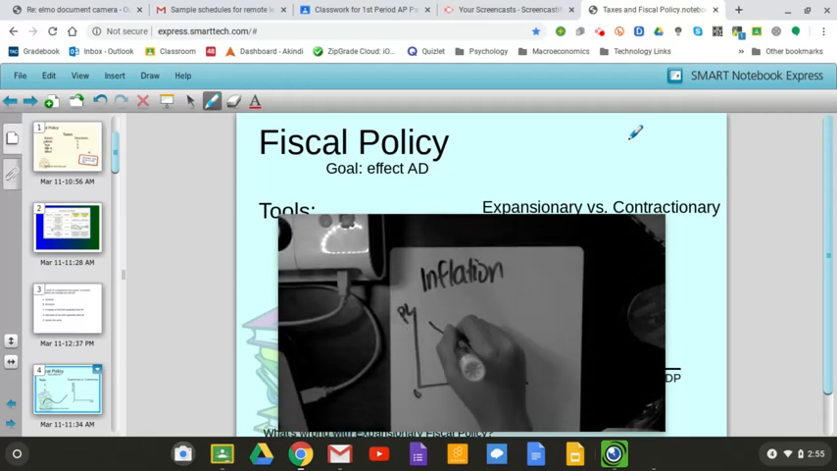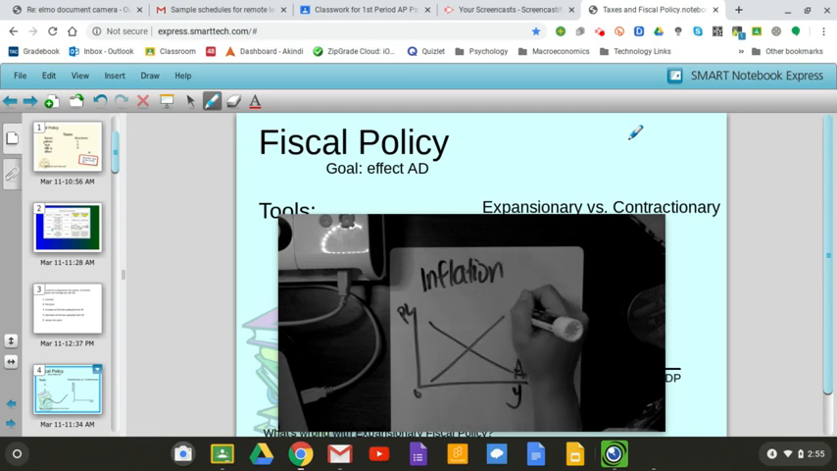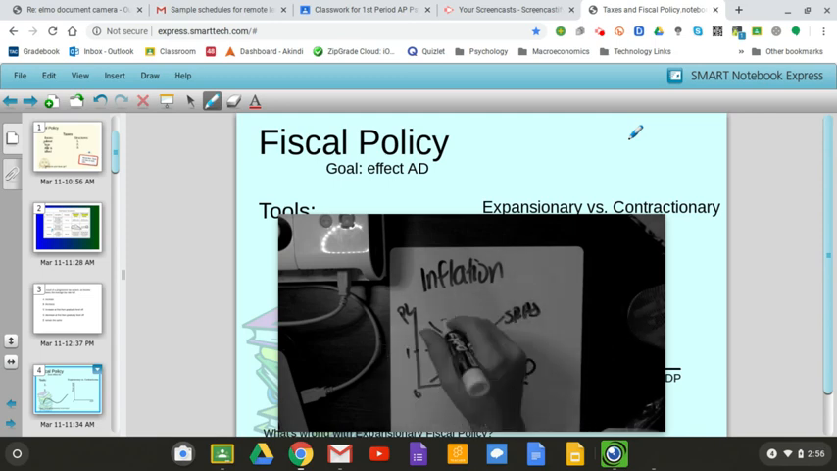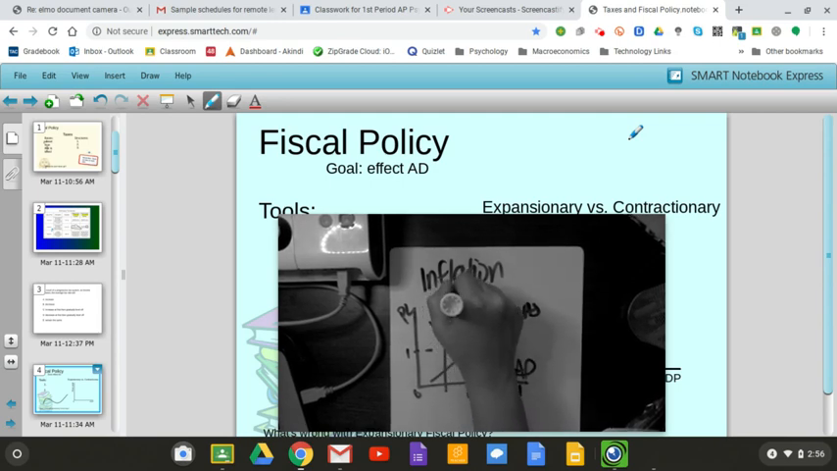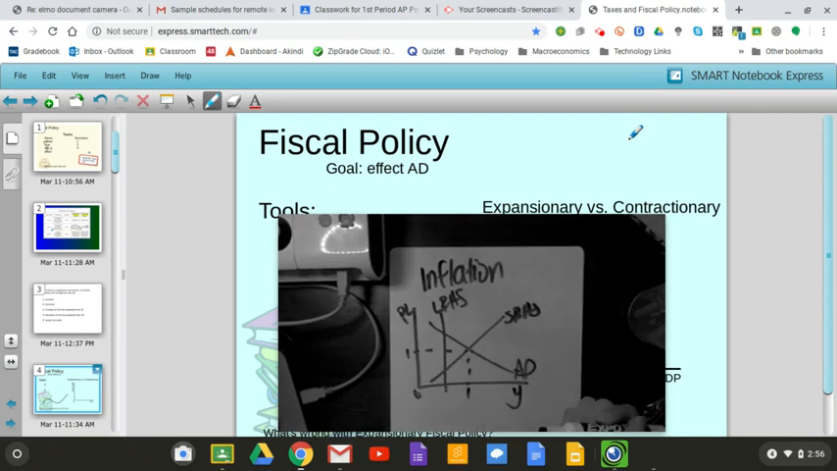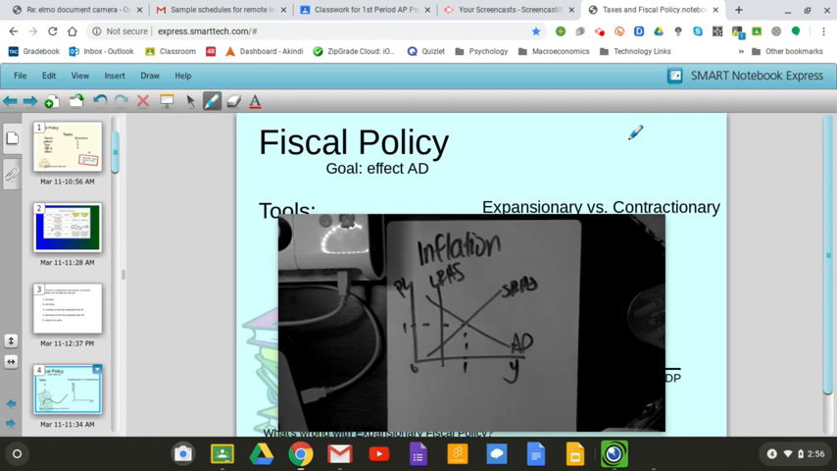Do you remember where LRAS is here? Hopefully you do. It's over here. That's an inflationary gap, a demand pull inflationary gap specifically, if you remember that correctly. So if I want to slow down the economy, which I do, I'm in a period of inflation, I should either raise taxes or lower government spending.